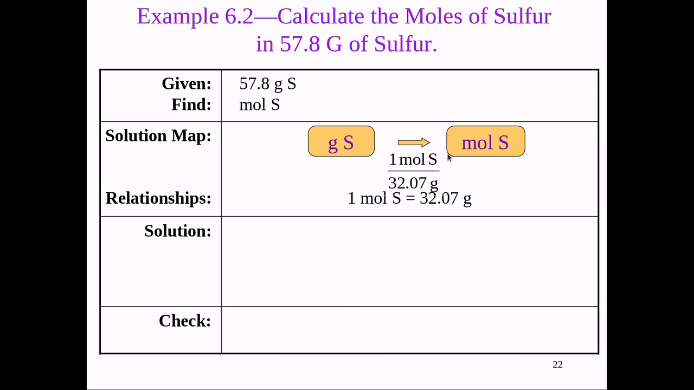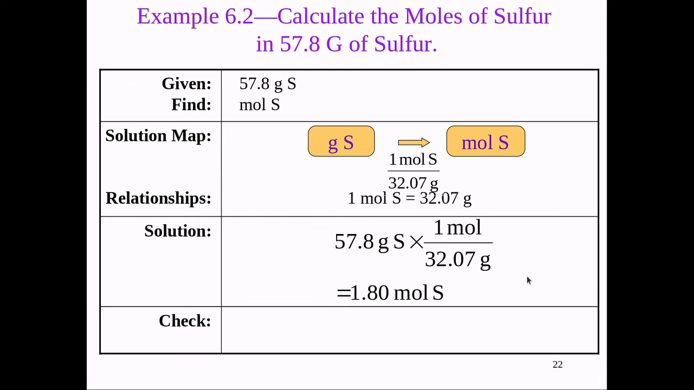Again, we're going to pay attention to how we set this up. The answer we want is moles. It goes in the numerator. The value we have is grams. It's going to go in the denominator. We take our original mass and multiply it by our conversion factor, 1 mole for every 32.07 grams. And we get that there's 1.80 moles of sulfur.